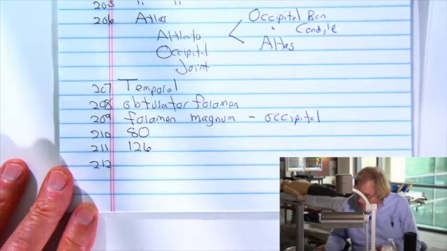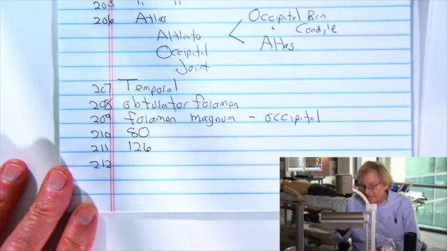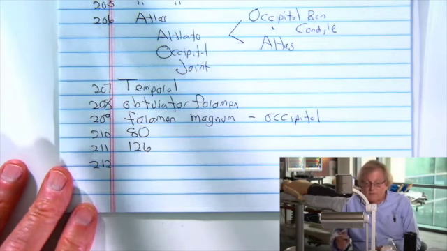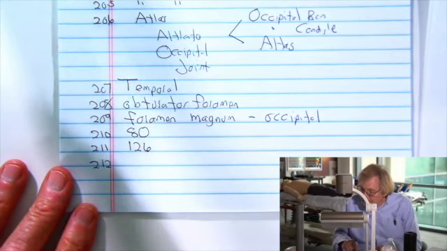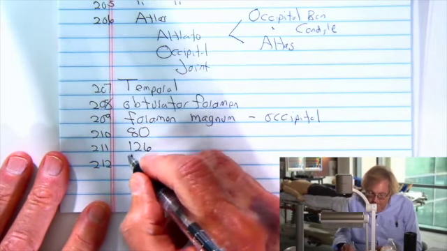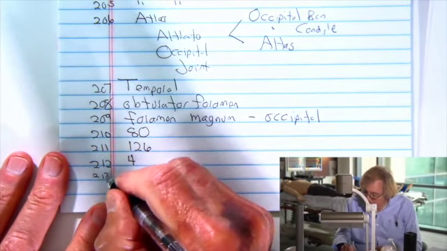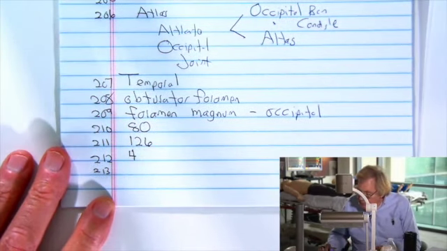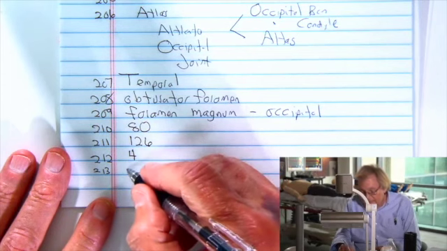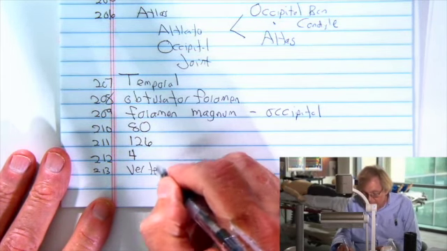212. Number of floating ribs. Remember, it's 7 pair of true, 3 pair of false, 2 pair of floating. So the number of floating ribs is going to be 2 pair or 4. 213 is another name for 212. So therefore, since they just attach to the vertebrae, they're called vertebral ribs.